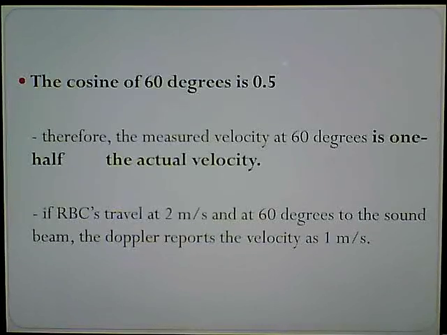The cosine of 60 degrees is 0.5, or 50% accurate. Therefore, the measured velocity at 60 degrees is 1/2 the actual velocity. If red blood cells travel at 2 meters per second at 60 degrees to the sound beam, the Doppler reports the velocity as 1 meter per second.